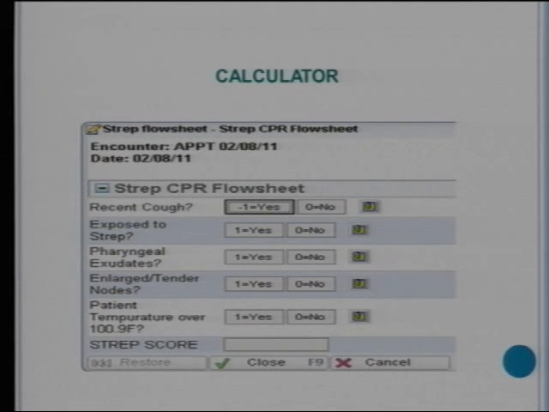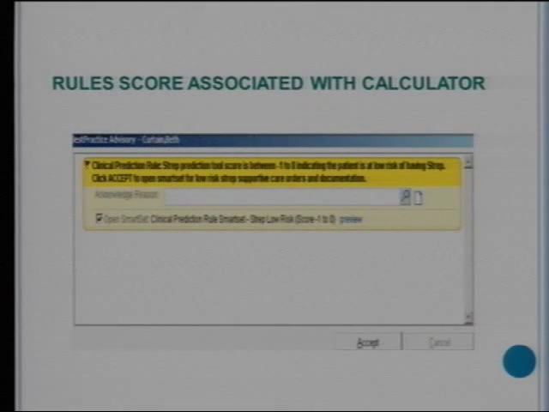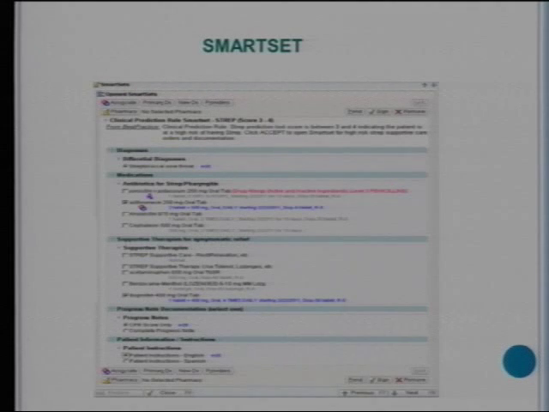And so if you fill this calculator out, you get a strep score. In this case, we did strep and pneumonia. This one said the score is between 0 and 1. If it was a high risk, then you would also be asked, do you want to go into the next level, which was the ordering set?